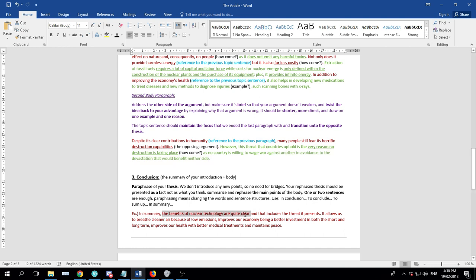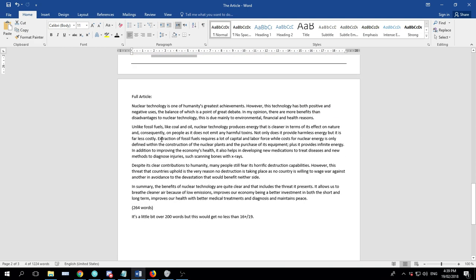The benefits of nuclear technology are quite clear, and that includes the threat it presents. And then you rephrase the main points. It allows us to breathe cleaner air because of low emissions, improves our economy, being a better investment, and improves our health.